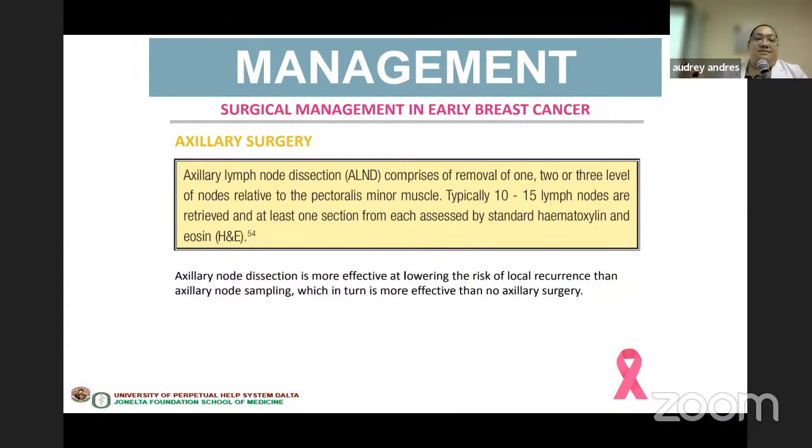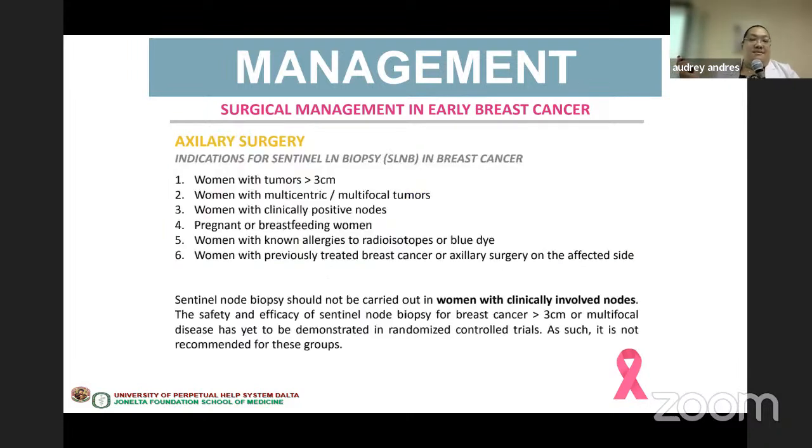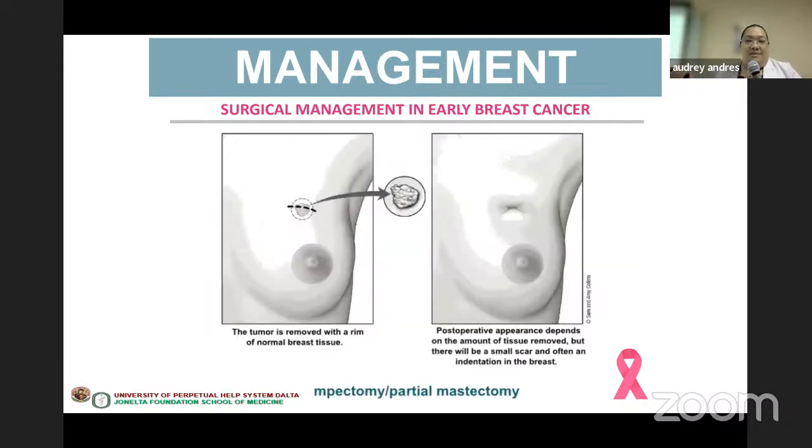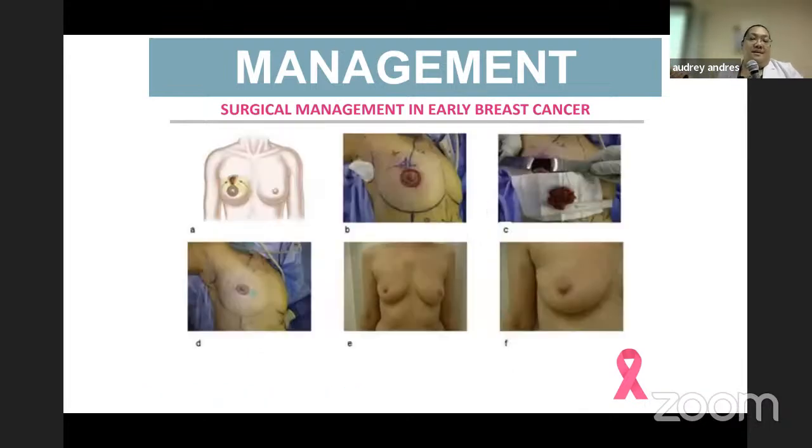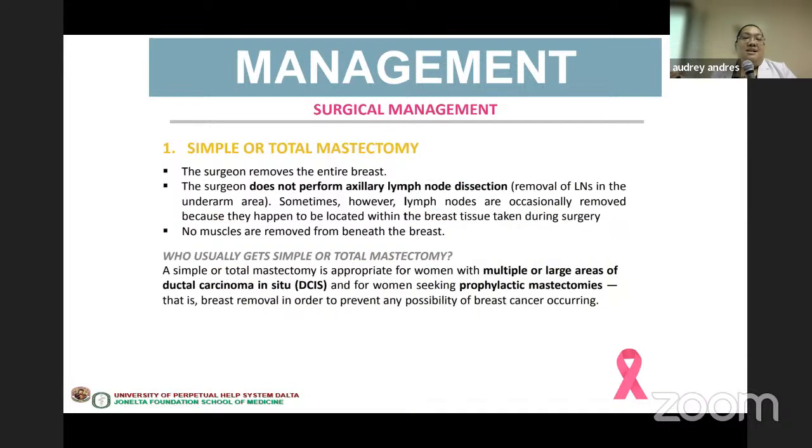Axillary surgery. You remove one or two or three level 3 nodes. Okay. Indicators for axillary surgery are the following: tumors just less than 3, multicentric, clinically positive nodes, breastfeeding, and the like. So this is early management of breast cancer. Okay. So this is surgical.